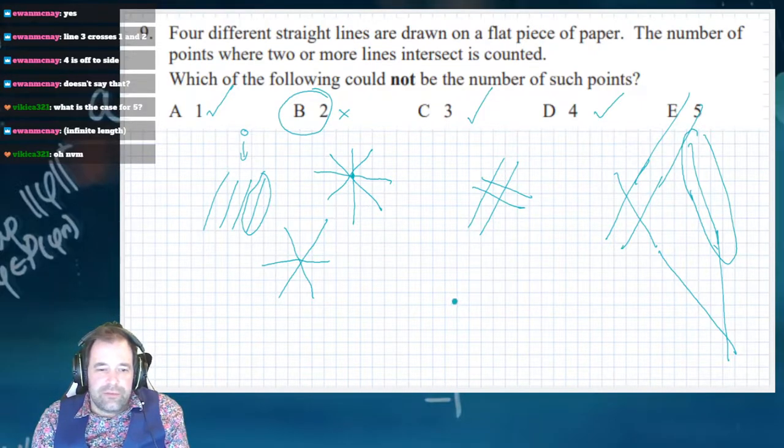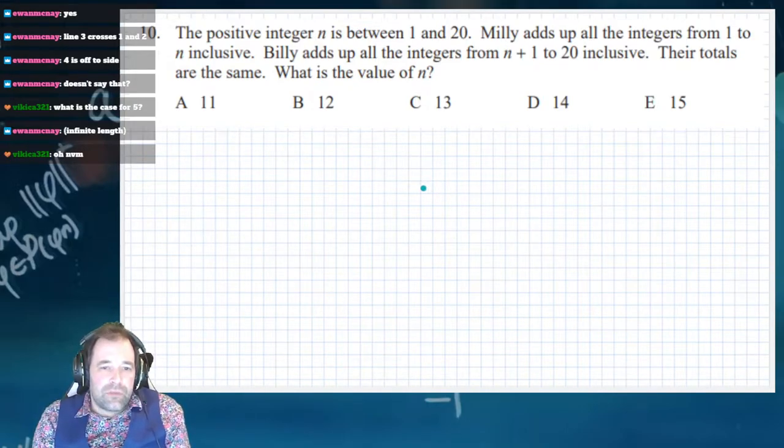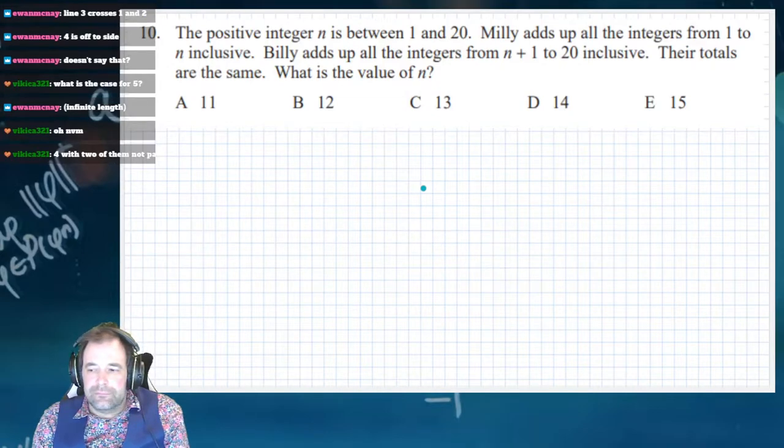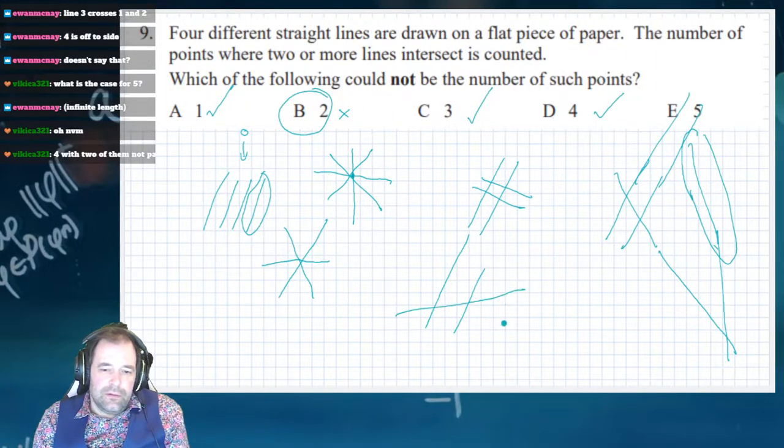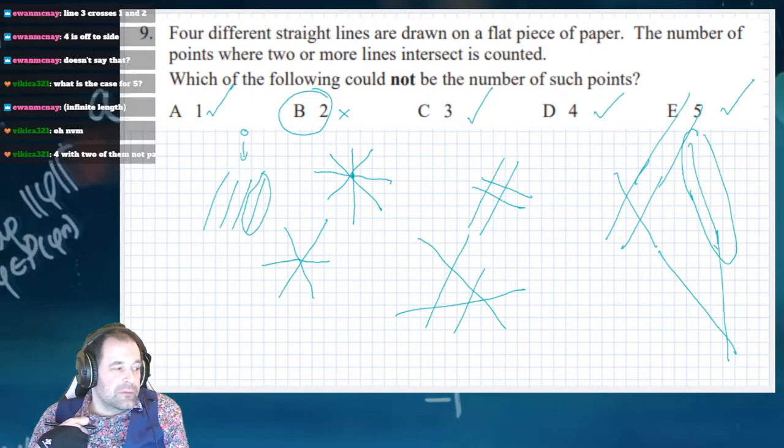What's the case for five? Yeah, well, Vix worked five though. So two parallel and then two not. There's five. So we can do the others, but we can't do two as long as the lines are infinite. If they weren't infinite, they would all be possible. So that's another way of thinking about it. If they could end, you could do all of them.